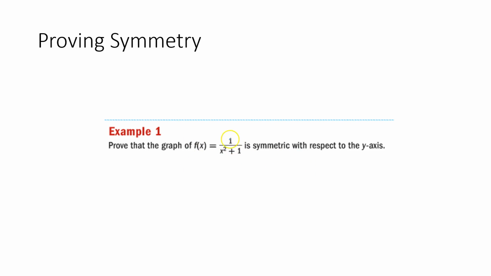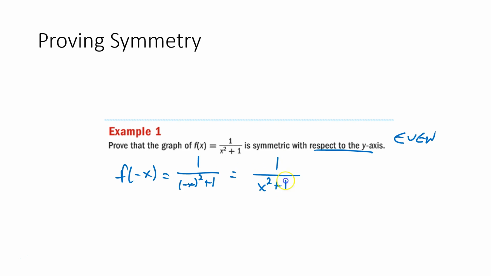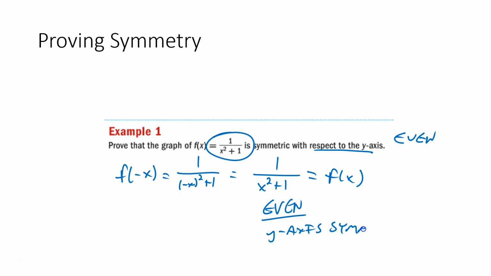So this graph, 1 over x squared plus 1, we want to show that it's symmetric with respect to the y-axis. That's another way of saying that it's an even function. So to do that, we plug in negative x. It's going to be 1 over negative x squared plus 1. When we square something, that negative goes away. So that's just going to be 1 over x squared plus 1. Hey, that's our original function. So we've shown that that's equal to f of x. So it's an even function, which means it has y-axis symmetry. Pretty cool.